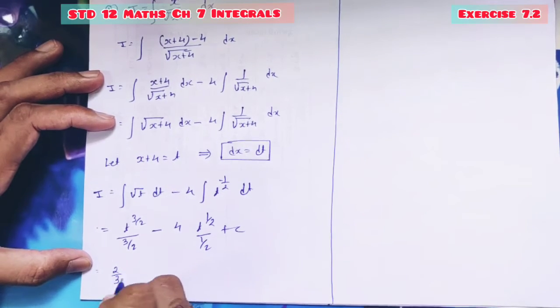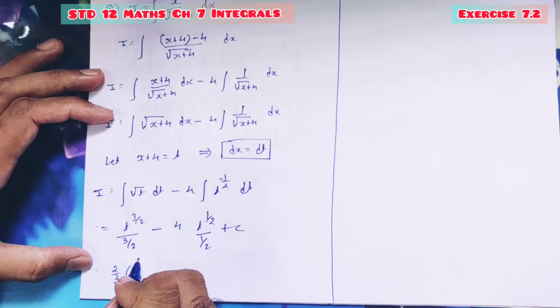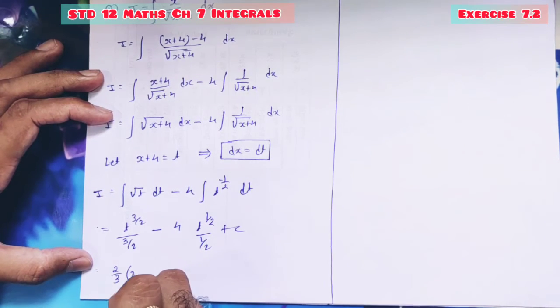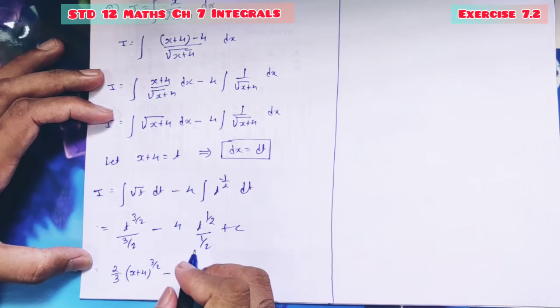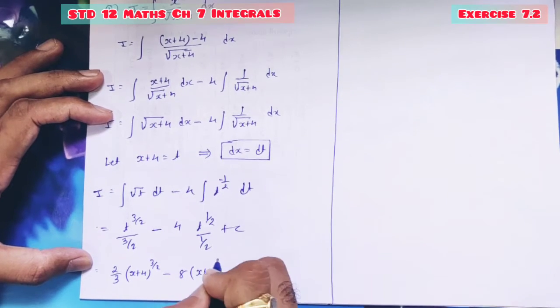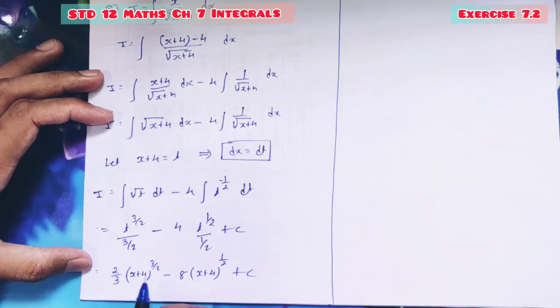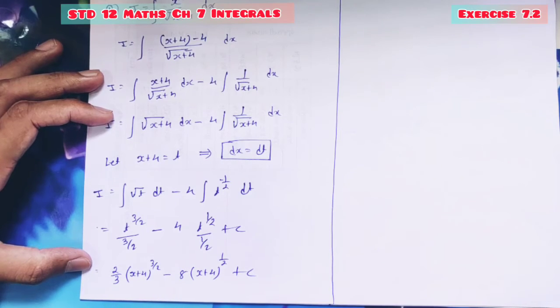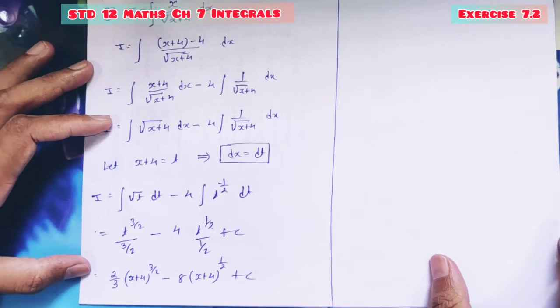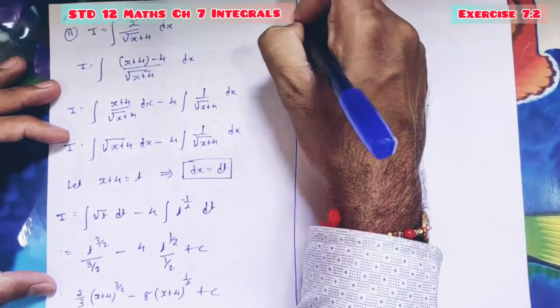So it's a 2 by 3. Our t is x plus 4. So it's a x plus 4 raised to 3 by 2 minus, this is 2 into 4, 8. So it will be 8 x plus 4 raised to 1 by 2 plus c. Done. This is your answer. आगे आप उसको x प्लस 4 कॉमन लेके सिंप्लीफाई करना चाहते हो तो कर सकते हो, अदरवाइज ऐसे ही छोड़ दो, है ना. तो आपका आंसर है. 12 नंबर.